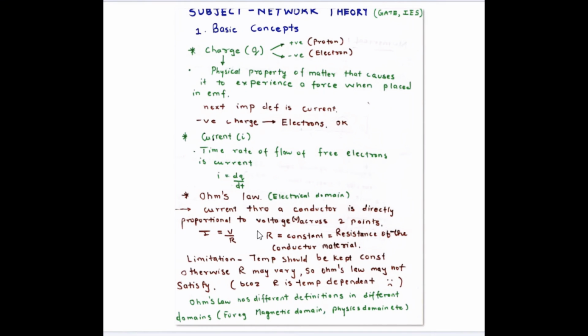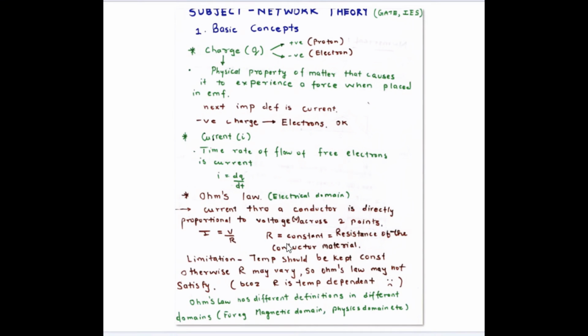So if a conductor is there and if voltage is applied across the conductor, current will pass. If there is a potential difference between the 2 points of the conductor, current will definitely pass. And there is a third quantity called resistance, which is constant throughout. Okay. And one more point which I want to share with you all is that R is temperature dependent.